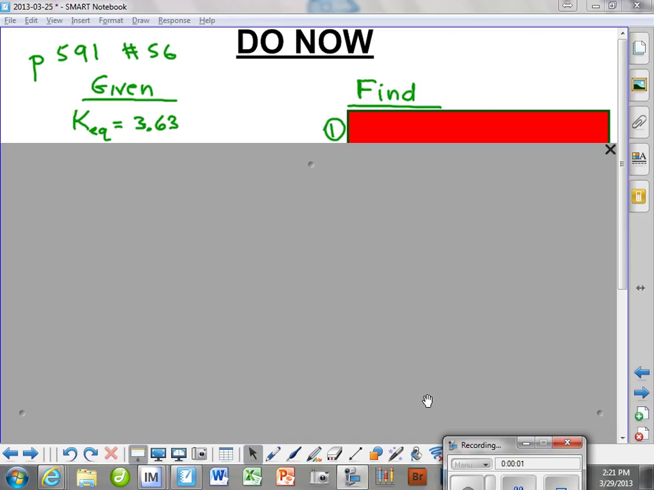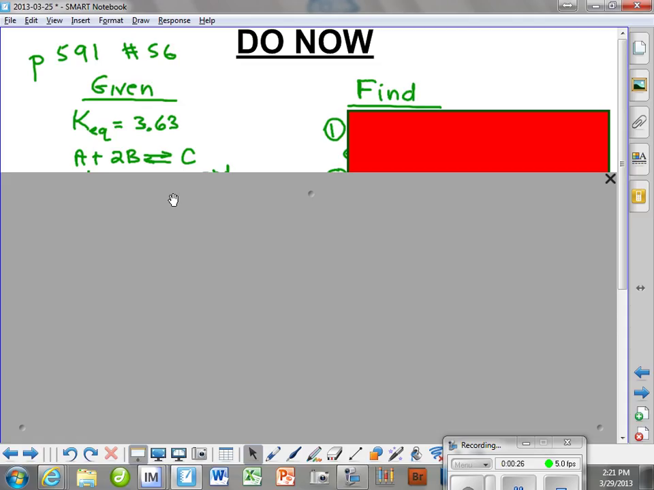Okay, first of all, we're going to go through the do now for today, and that's on page 591, number 56. In this particular situation, we're given a K of equilibrium. Now, this is the value. This is not the expression. It's a given value, and you notice it has no units of measure.